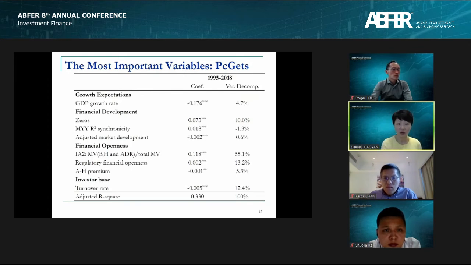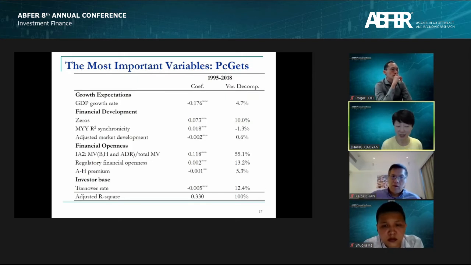So growth is important, 5% of variance. And for financial development, adding together, 10%. Now, when we talk about financial openness, this international accessibility, this is the market cap of B share, H share, and the ADR over the firm's total MV, which is measuring how much foreign investors can hold the company. That one is accounting for 55% of the total variation.